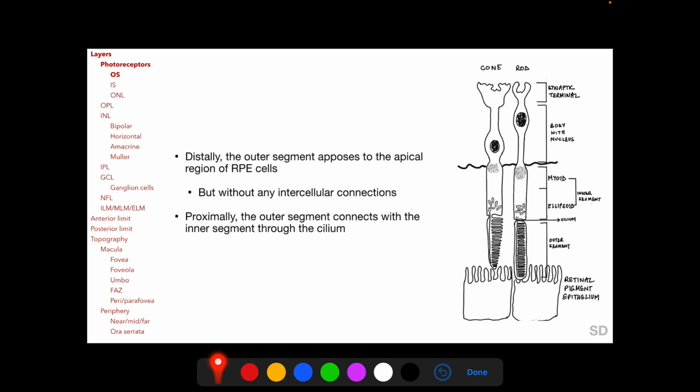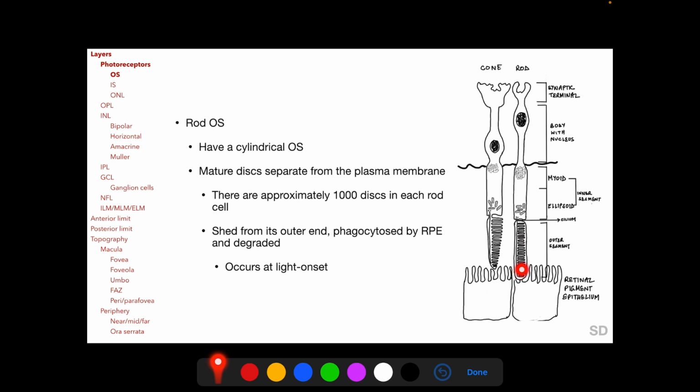Distally, the outer segment opposes the apical region of the RPE cells, but without any intercellular connections between them. And proximally, the outer segment connects with the inner segment through the cilium. The rod outer segment is cylindrical in shape, and the mature discs in the rod outer segment are discontinuous from the plasma membrane of the outer segment as shown here in this diagram. These discs are shed from the outer end of the outer segment, phagocytosed by the retinal pigment epithelium and degraded.